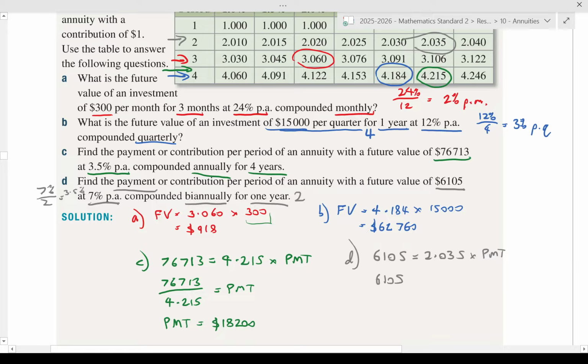So once again, exactly the same as the previous one, 2.035 equals the PMT. So we're dividing by the 2.035, which gives us a PMT of $3,000. In other words, our initial payment is $3,000. Our contribution has to be $3,000 so that with that interest rate for that period of time, we would end up getting $6,105 in total. So once again, using the table, the value is much easier.